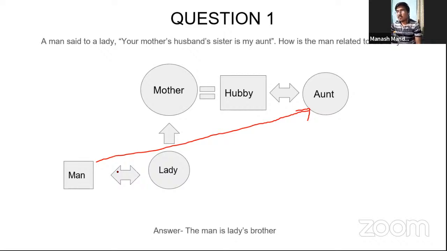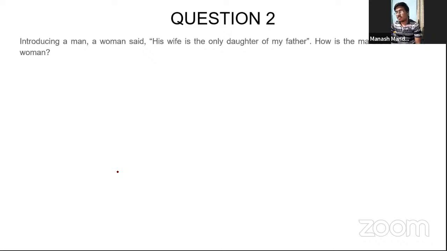So this was for your conceptual clarification of how we will solve the question. This is the process that we will follow. Let us solve another question. This is also a very easy question. So the question is, introducing a man, a woman said, his wife is the only daughter of my father. And the question is, how is the man related to the woman?